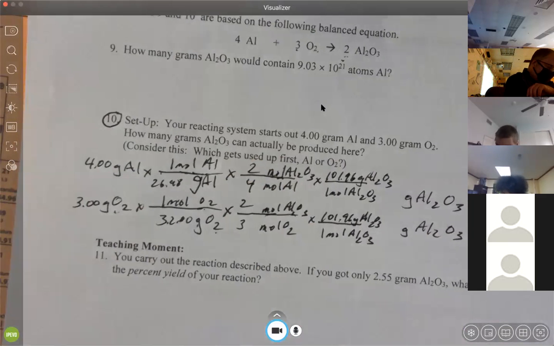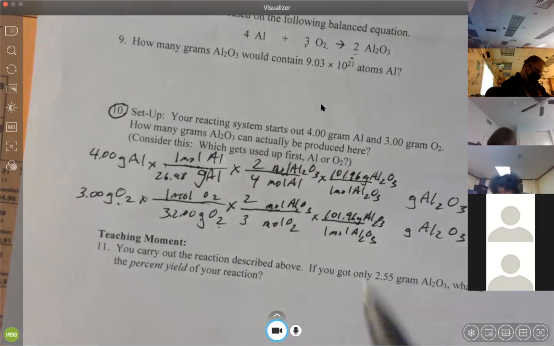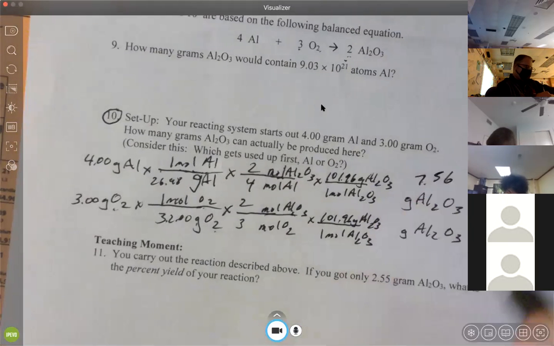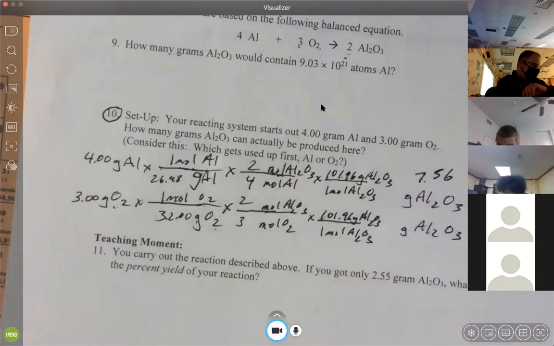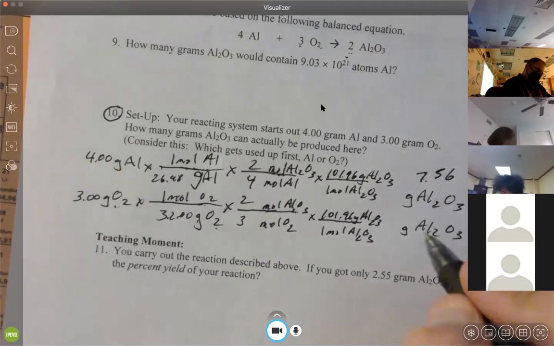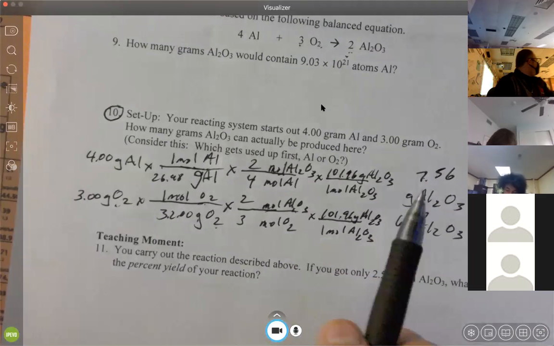Four divided by 26.98 times 2 divided by 4 times 101.96. The answer is about 7.5581. 3 divided by 32 times 2 divided by 3 times 101.96. It's 6.3725. So we have 7.56.